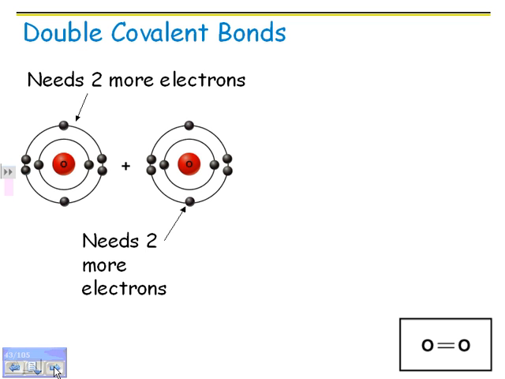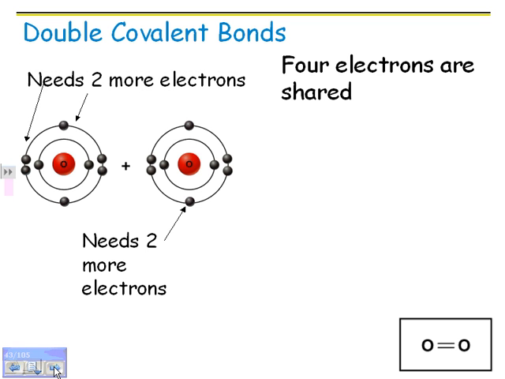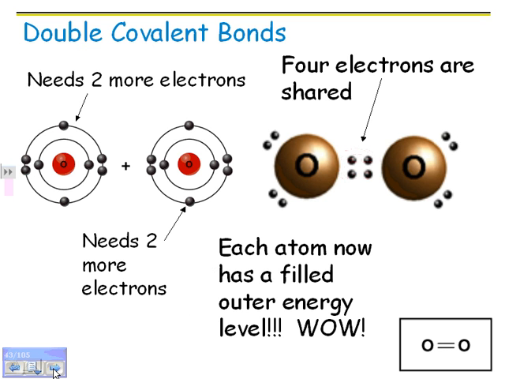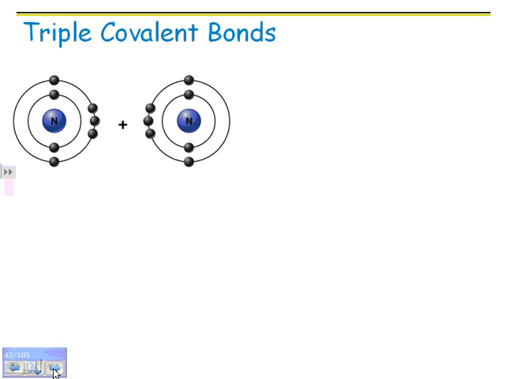Each of the atoms needs 2 more electrons. And so what you end up getting is, we're not looking at the inner shell, so this picture is not showing this inner shell, but it's showing you the 4 shared electrons. So these are one pair of shared electrons, and these are another pair of shared electrons. So this is the way you draw that, oxygen with 2 lines. That means a double covalent bond. So each atom now has a filled outer energy level.